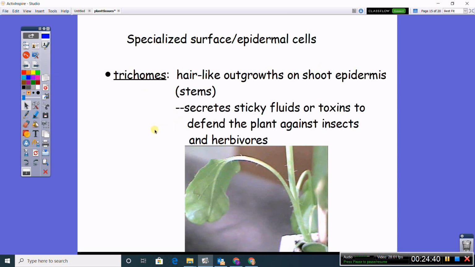Trichomes, this is what we counted in our plants in lab. These are hair-like outgrowths from the epidermis. There are many different trichomes in different plants. They don't all look the way that you saw them in lab. Some can secrete sticky fluids or toxins to defend the plant against insects or herbivores. Okay, so that's the purpose of having a trichome. It is a defensive structure.